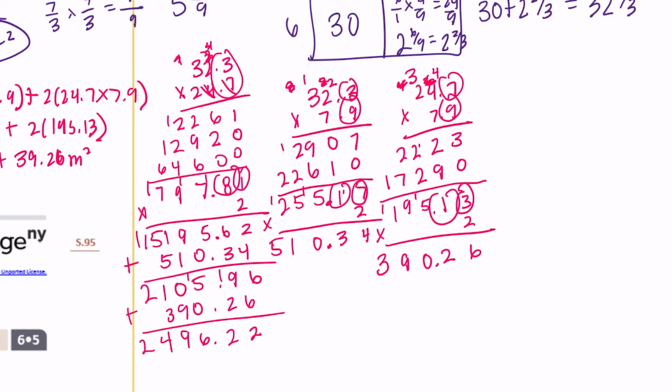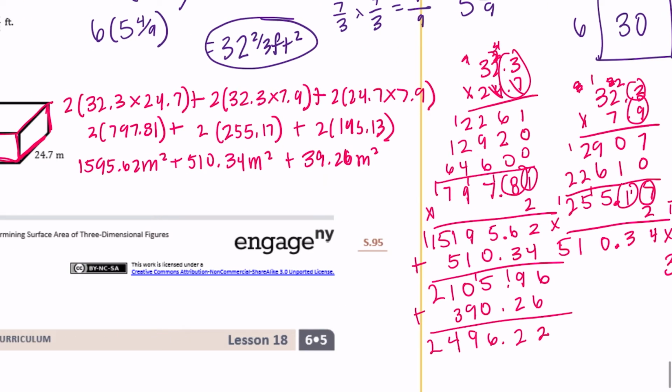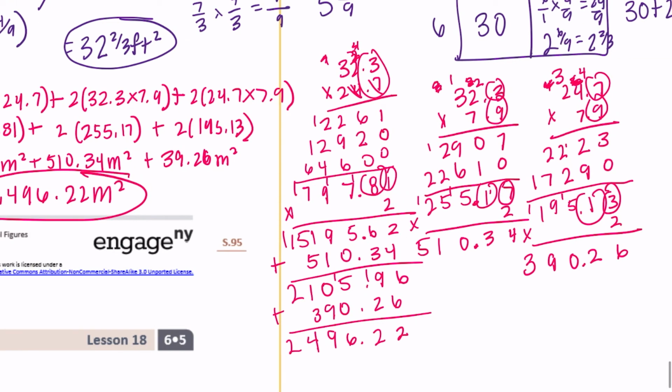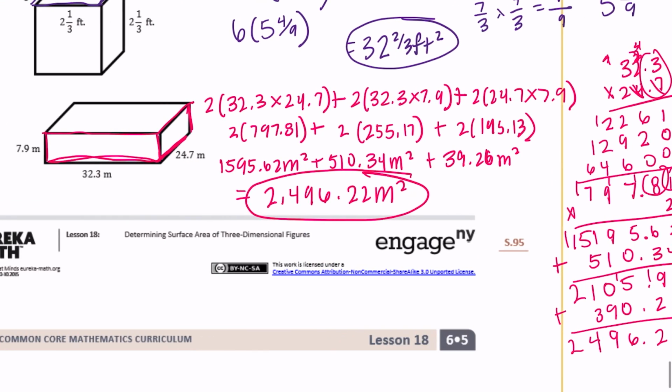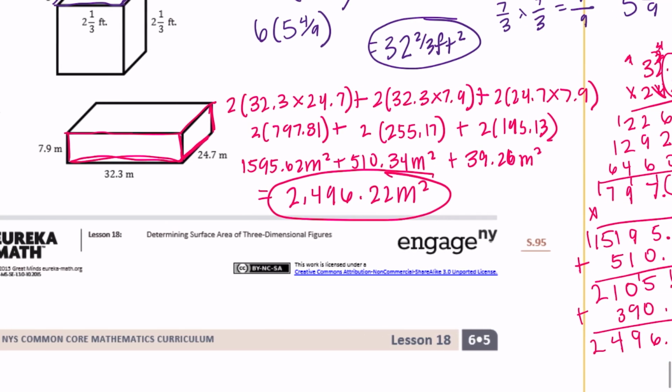Okay, 2,496 and 22 hundredths meters squared is the surface area. There we go. And you can always use a calculator to check to make sure that all of your math is correct. I would actually highly suggest that.